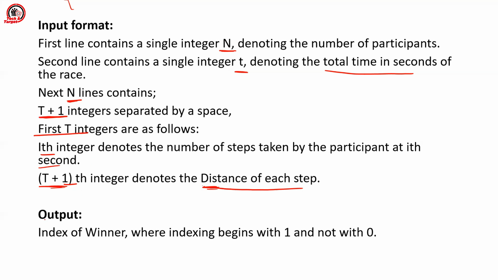Now, in the output, we have to just return the index of the winner, where indexing begins with 1. This is very important: indexing begins with 1 and not with 0. So whenever we get the normal index according to the array, we have to return index plus 1, right? Since they are considering indexing starting with 1, we have to return the normal index of the array plus 1. That will give you the right answer.